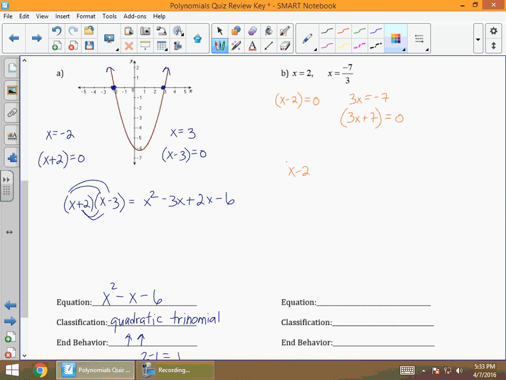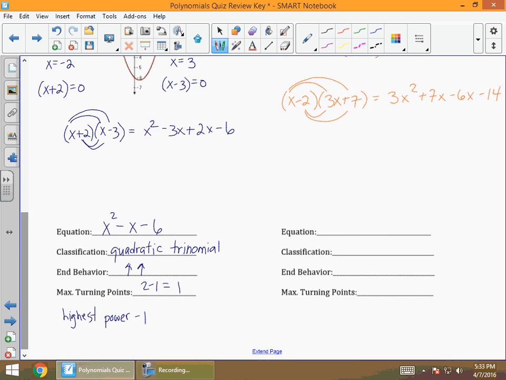X minus 2, 3x plus 7. That is 3x squared plus 7x minus 6x minus 14. Combine like terms to get the equation. That is 3x squared. 7x minus 6x is 1x. And a minus 14.